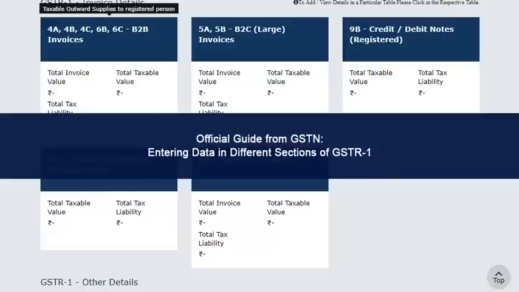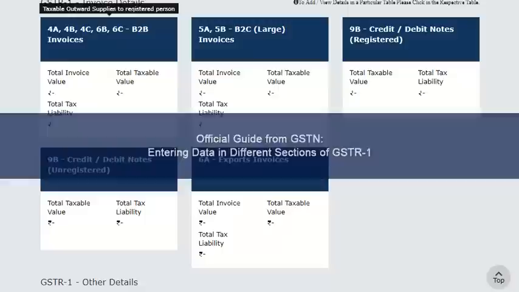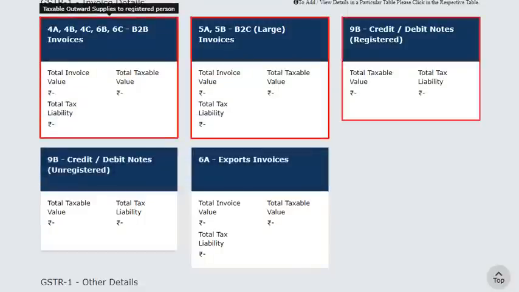This video familiarizes you with the different sections of GSTR1 in which data has to be furnished. As stated in GSTR1 Return Overview video, the sections can be broadly grouped into two categories. In one category, invoice level details have to be furnished, whereas in the other category, summary level information has to be furnished. The first group has 5 tiles.